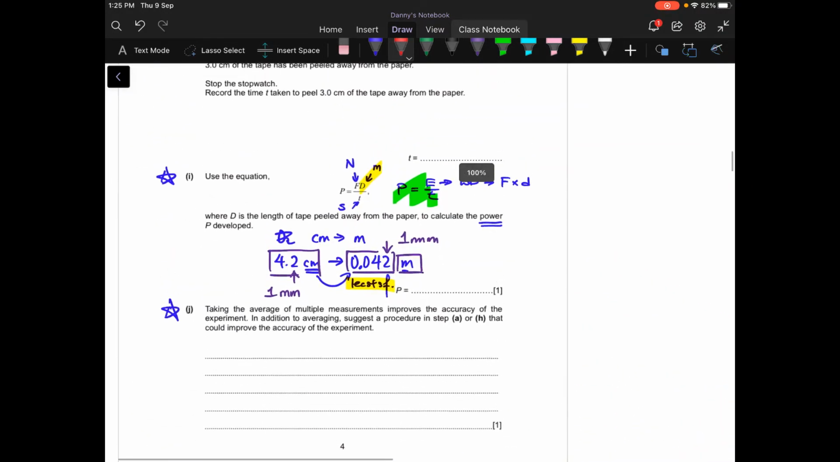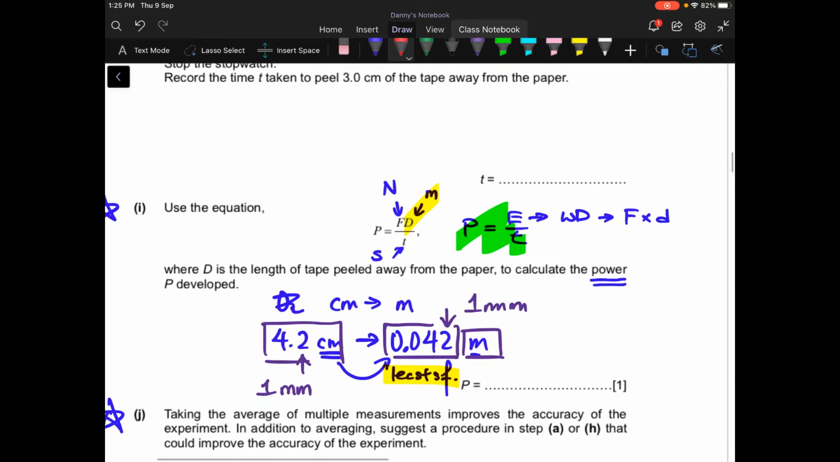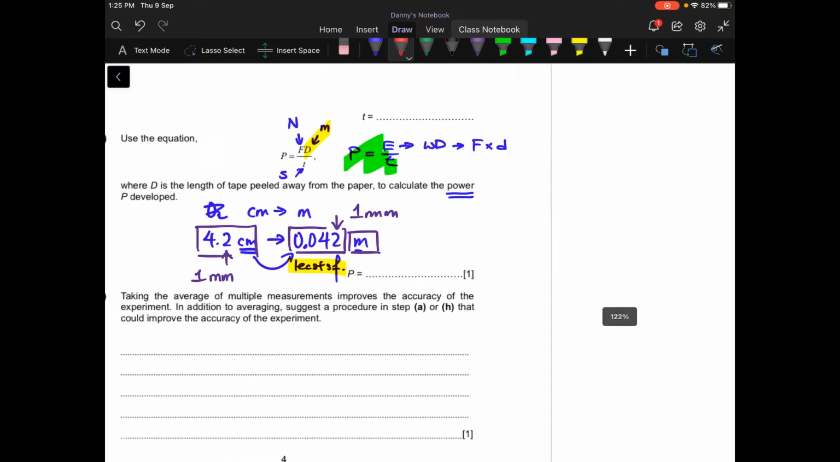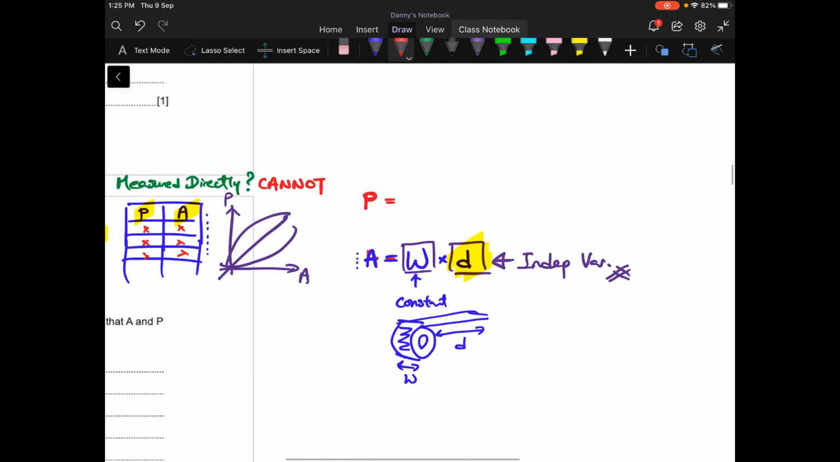I will need to take my hint from the earlier question. So if you look at step I, power is given by this formula, P equals F times D over T. And I noticed something immediately. This D, isn't this D the amount of tape that I'm going to pull out? So I need to ask myself, this D and this D, are they the same D? Right, because that is important to me.